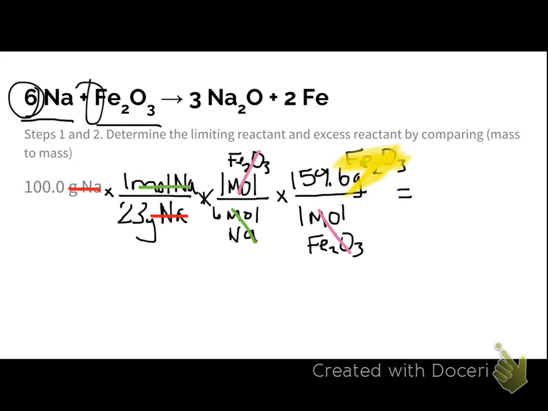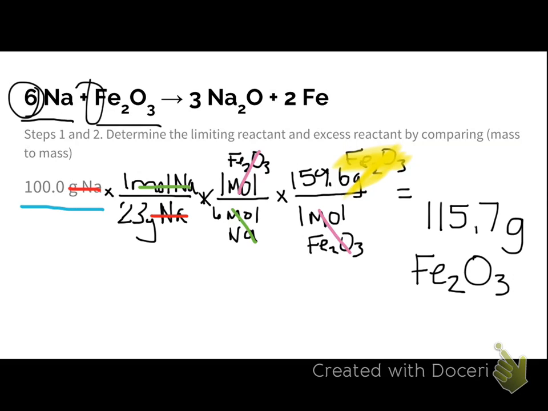All right, so what you should have was 115.7 grams of Fe2O3. Now, what does this information mean? What does this tell us? This means that in order for all 100 grams of my sodium to react, I need 115 grams of iron 3 oxide.